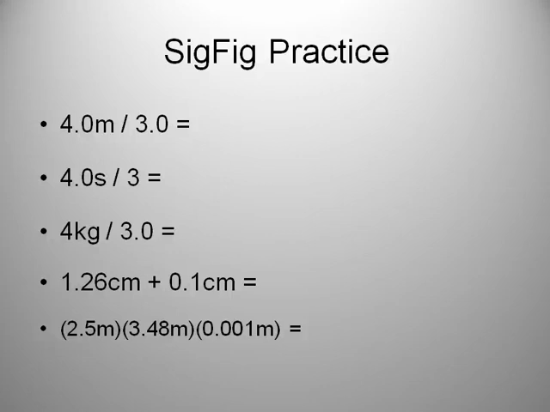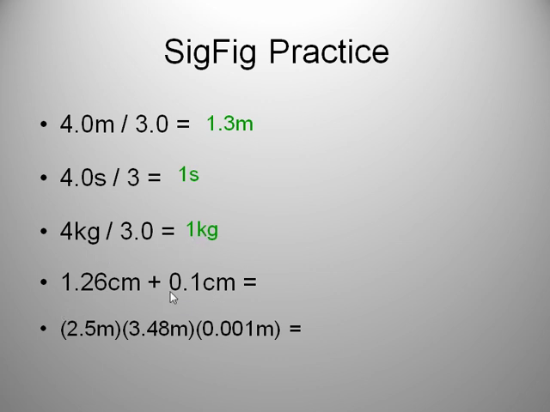Okay, so let's go through the answers to these. Here you have 4.0 meters divided by 3.0. Each of these has two significant figures, so our answer should have two. So we should be able to write 1.3 meters here. For this one, you only have one significant figure here, so 4.0 seconds divided by 3 would just be 1 second.